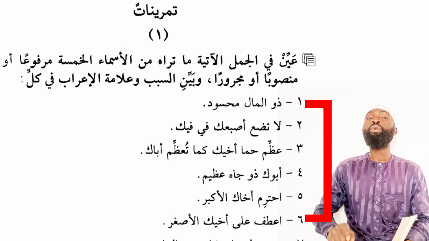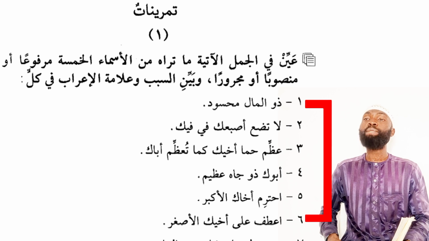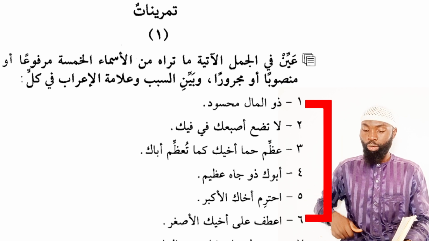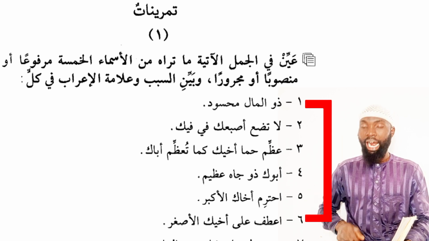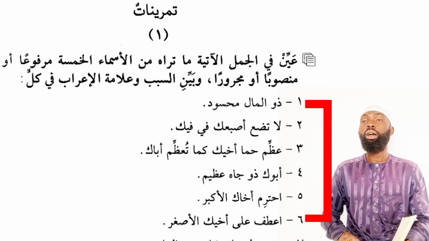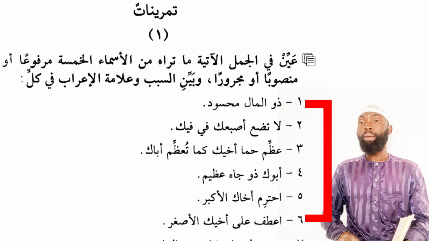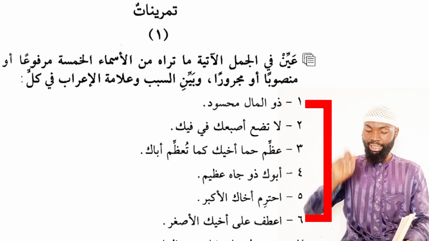The first one we have dhul mali mahsudun, the possessor of wealth is envied. So the word dhu is what? It is ismun min asma'il khamsa, one of the 5 nouns, and the sign is what? Wa. Its i'rab is marfu', it is in the nominative case, and the sign of its raf' is the wa.